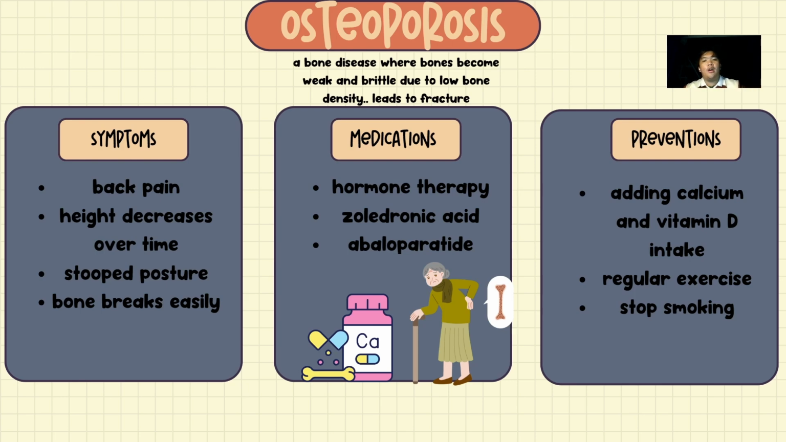The medications used include hormone therapy, such as hyaluronic acid and amyloid, and sometimes estrogen hormone therapy. As we all know, an apple a day keeps the doctor away, so we need to prevent osteoporosis from occurring to ourselves. The prevention is adding calcium and vitamin D intake to our diets, because calcium helps in strengthening our bones, and vitamin D helps to increase the absorption of nutrients in our body. The next prevention is regular exercise, where we need to exercise more to increase our bone strength, and lastly, stop smoking. Whatever you do, you need to stop smoking, because there are a lot of negative effects that we will gain if we are smoking.